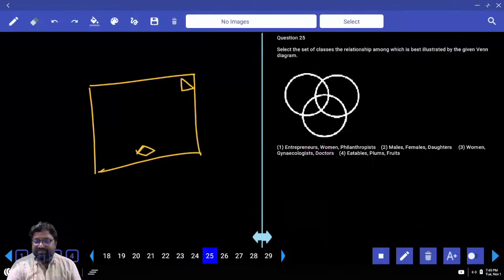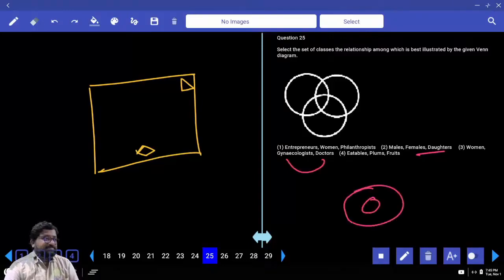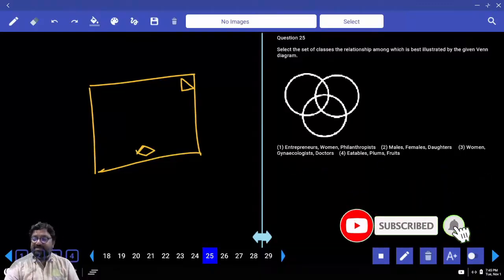25. Come on, pretty easy. What's the question? Best illustration of the Venn diagram? Entrepreneurs, women, philanthropist. Okay? Shall I go with the first option? Tell me, why can't I go with the second option? Because all daughters are females, right? All gynecologists are doctors. Then this should come. Plums and fruits both are, tell me, eatables. All plums are fruits, then eatables. Done. So obviously which option should I select? First option. Is this clear?